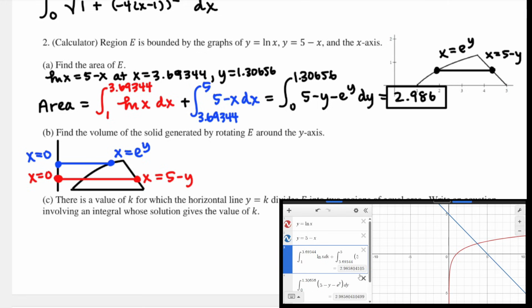And so I'm going to say, I might just set this integral up once, though, because I'm going to use a calculator for it. Since we're rotating E around the y-axis, around the vertical axis, we'll need those horizontal lines to range from y equals 0 at the bottom up to y equals 1.30656 at the top.